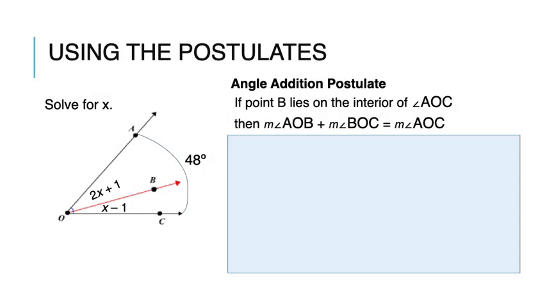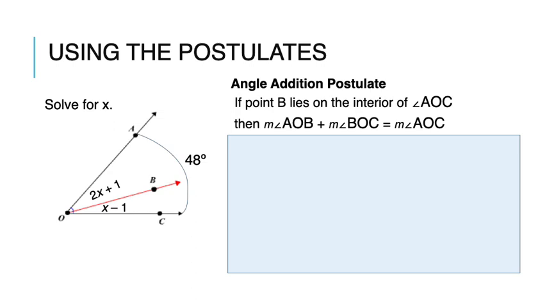We have an example where we will be using the angle addition postulate. There's a diagram. We are asked to solve for x. We can see that there's angle AOC. It has a measure of 48 degrees that looks like it's given information. Looks like ray OB is splitting up that angle into two smaller angles.